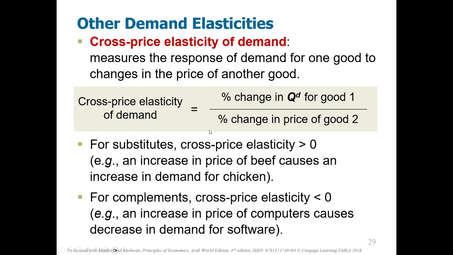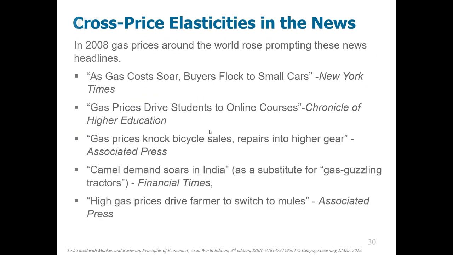I'll say the cross elasticity of demand for two particular goods is negative 0.5. What kind of goods are they? Complements or substitutes? You should say complements. Read through this.